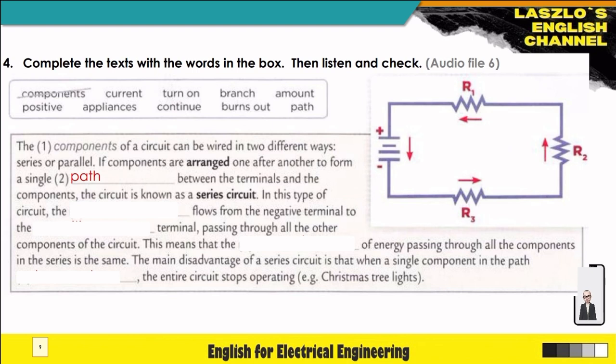In this type of circuit, the current flows from the negative terminal to the positive, of course, passing through all the other components of the circuit. This means that the amount of energy passing through all the components in the series is the same. Okay, so same amount of energy. The main disadvantage of series circuit is that when a single component in the path burns out or fails, the entire circuit stops operating. For example, a Christmas tree light.